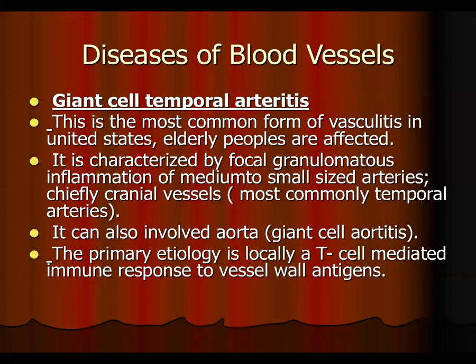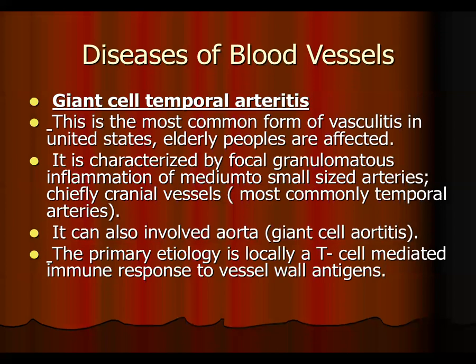Number one, giant cell arteritis, also called temporal arteritis. This is the most common form of vasculitis. It can occur in the United States of America, and elderly people are more commonly affected. It is characterized by focal granulomatous inflammation of the medium to large size blood vessels. In this type of vasculitis, the chiefly involved vessels are the larger arteries, and most commonly the temporal artery is affected.